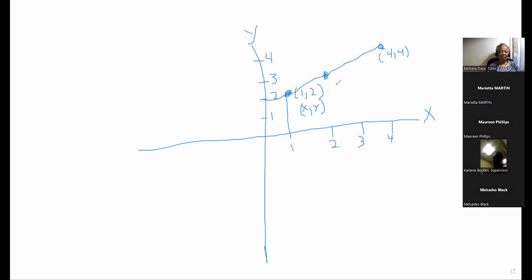What is X and what is Y? See, it seems like 2 too. X is 2. What is Y? And Y is also 2.